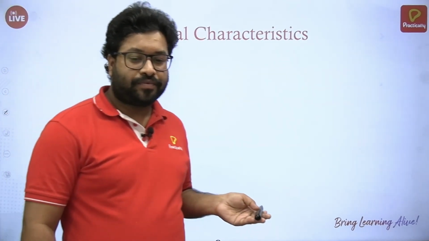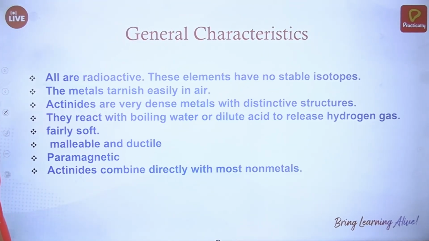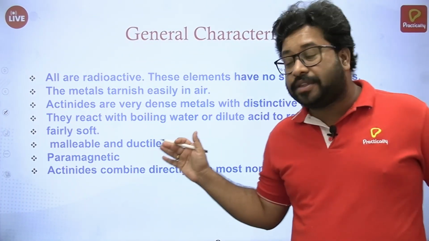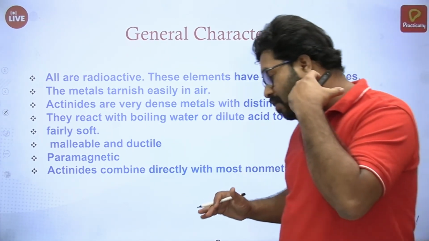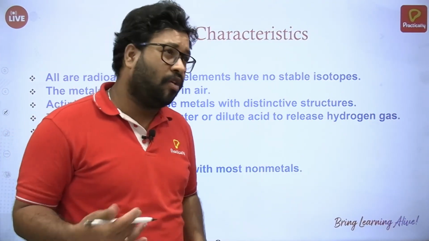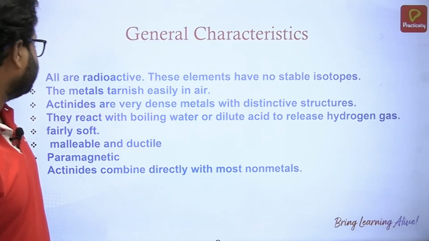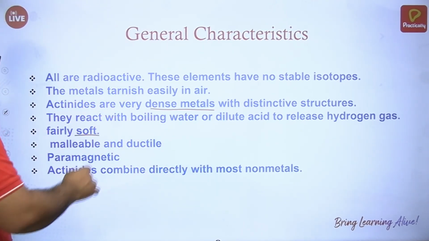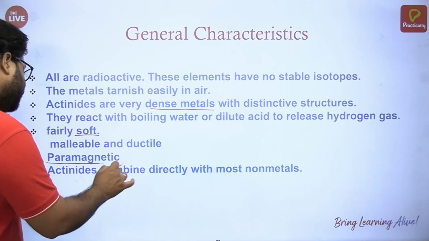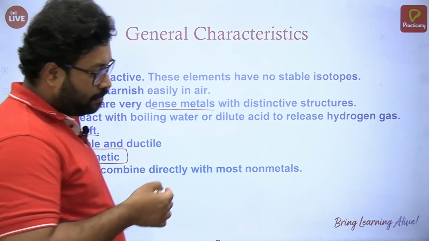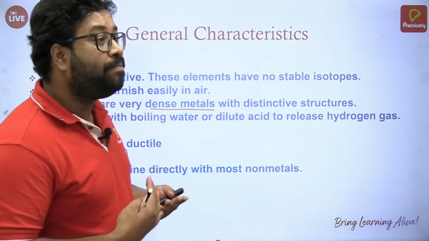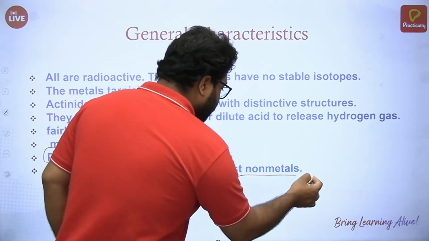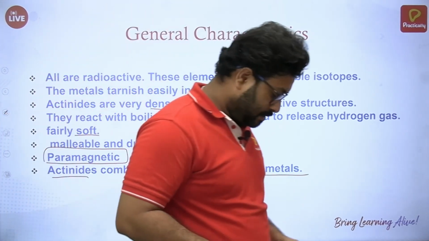Okay, so moving ahead, general characteristics. All the actinide elements are radioactive. All of them are radioactive. These elements do not have any stable isotope as such. Obviously they tarnish in air. They are very dense metals with distinctive structures, fairly soft, malleable, ductile, and yes, they are highly paramagnetic because they have a high number of unpaired electrons. Generally they combine directly with most non-metals. They are very reactive metals.